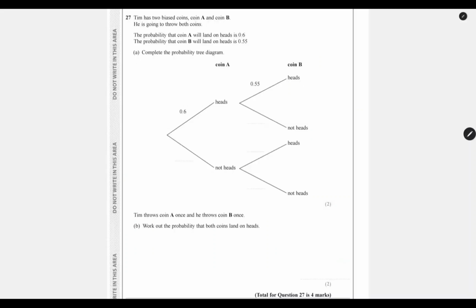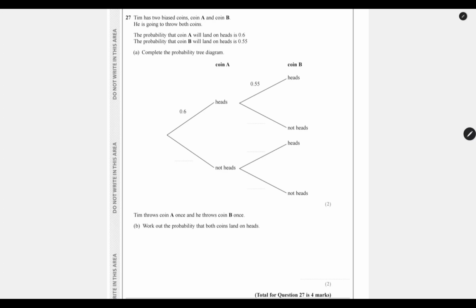Question 27 says, Tim has 2 biased coins, coin A and coin B. He's going to throw both coins. The probability that coin A will land on heads is 0.6. The probability that coin B will land on heads is 0.55. Complete the probability tree diagram.